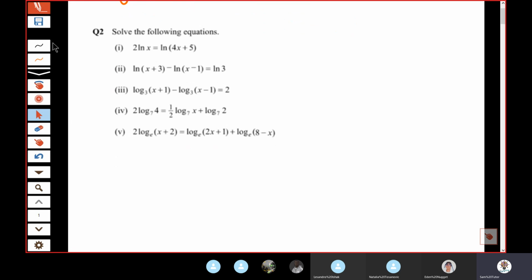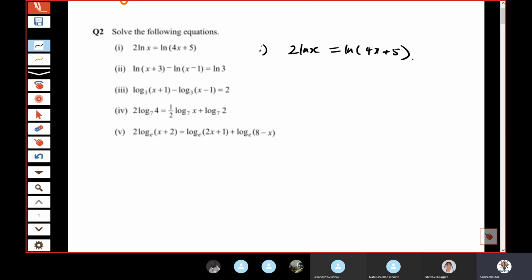All right. Solve the following equations. 2i. 2 ln x equals ln 4x plus 5. Okay, what's our first step for a question like this?